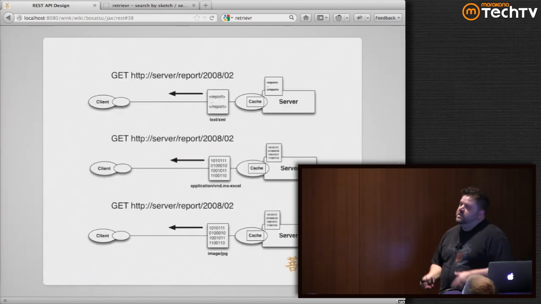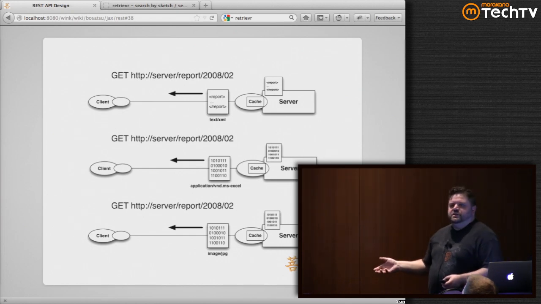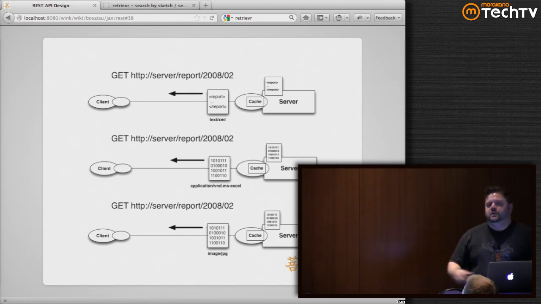So what we can do is have the same named thing, and it's a conversation. Clients can say, I would like to see this report back as XML. I'm going to do some programmatic negotiation of the data. I want to get it back as JSON. I want to get it back as an Excel spreadsheet. Or I just want a rendered form.